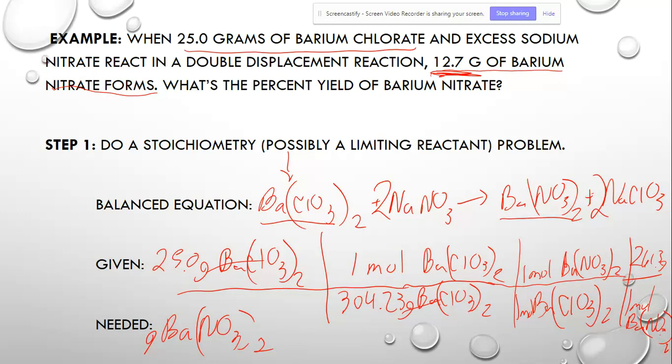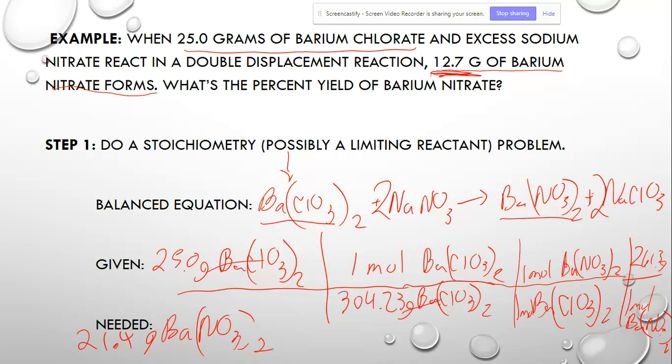All right. So you multiply the tops, 25 times 1 times 1 times 261.3, divide by the bottoms, which is 304.23 times 1 times 1, and you get 21.4 grams. So you should have gotten 21.4 grams according to our calculations.